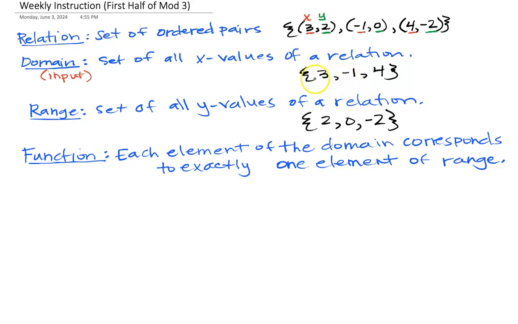Now, oftentimes when they write out the domain, they'll sometimes put those numbers from smallest to biggest. It's not wrong to not write it in that order, but you might notice on the homework that when they give you an answer, they'll usually write it that way. So they may write it as -1, 3, and 4, but it's still the same answer either way. All right, and also the range, instead of it being the input, it is the output.